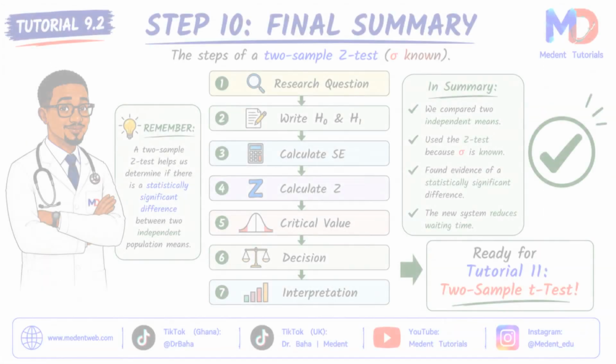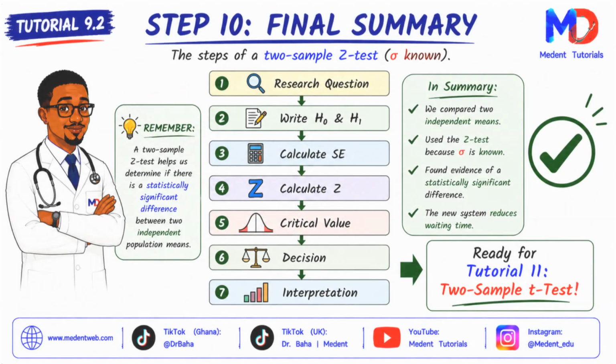In summary, every two-sample z-test follows the same logical sequence. You define the research question, write the hypothesis, calculate the standard error, compute the z-statistic, compare it with the critical value, make your decision, and interpret the results. Mastering these steps will help you solve almost any examination question on the two-sample z-test.